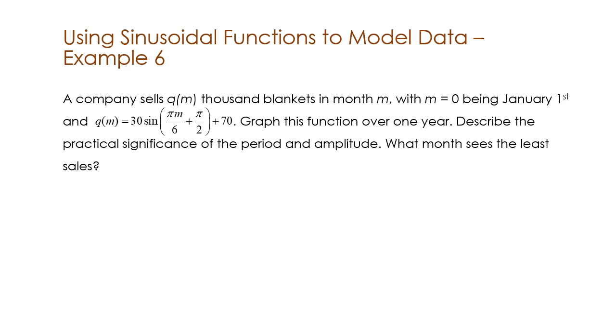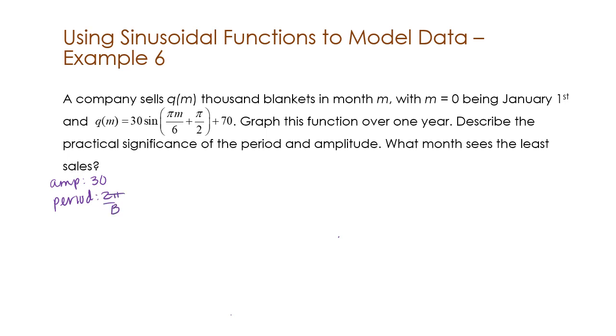learn about them. So if we have an example here where a company sells Q(M) thousand blankets in a month M, with M equals 0 being January 1st, and there's the formula. If we had to graph this over 1 year, we're going to do all of the same things we've already learned. So our amplitude is 30. Our period is 2 pi over b.